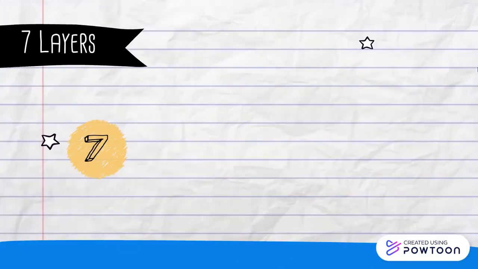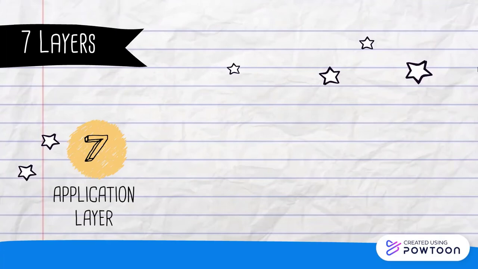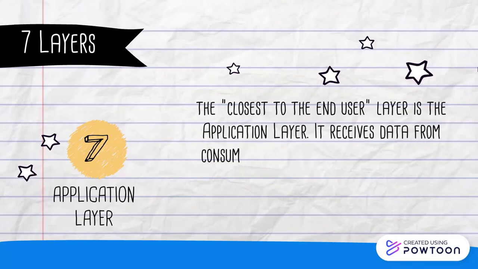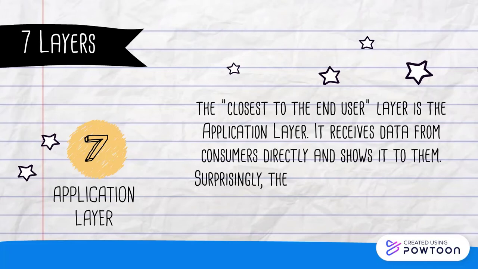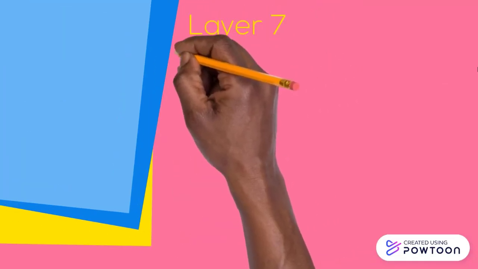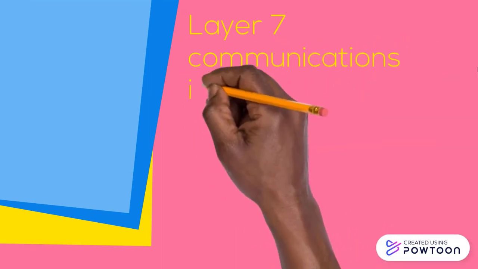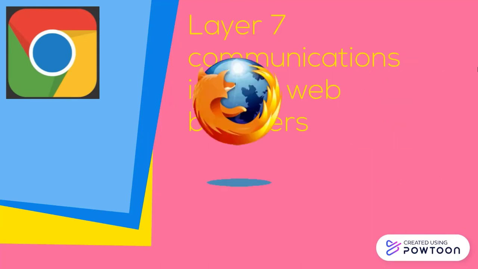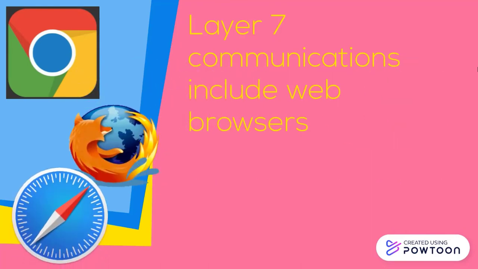Layer 7, or the application layer. In the OSI model, the layer closest to the end user is the application layer. It receives data from the consumers directly and shows it to them. Surprisingly, the application layer does not include applications themselves. Layer 7 communications include web browsers, such as Google Chrome, Firefox, and Safari.